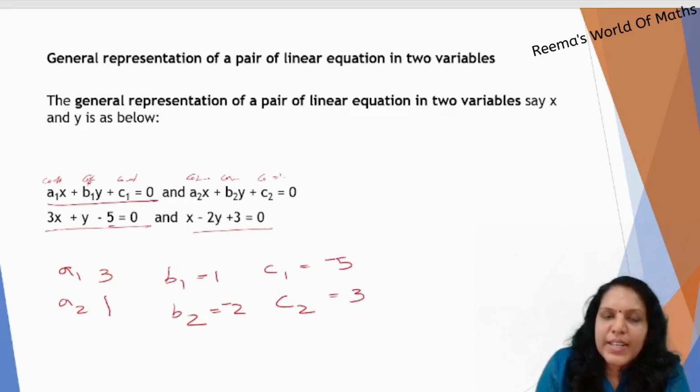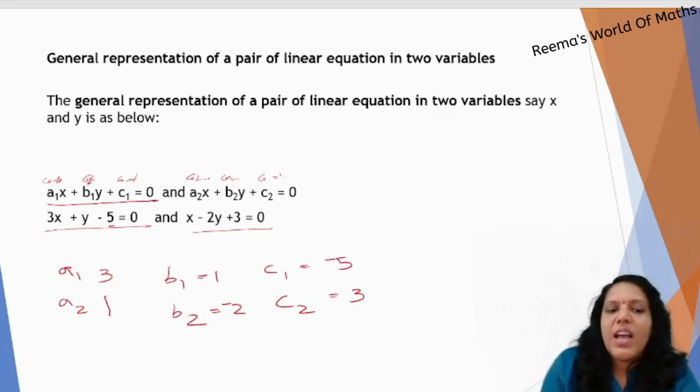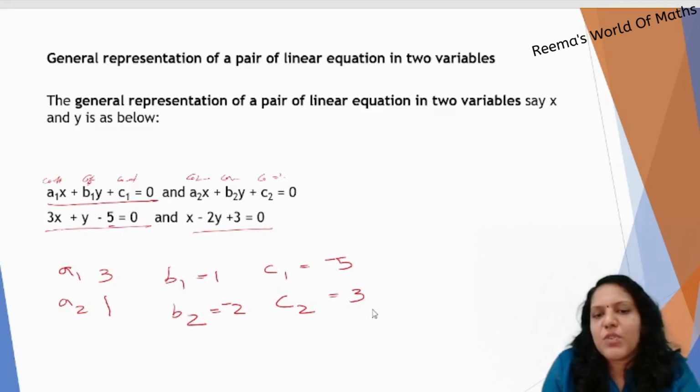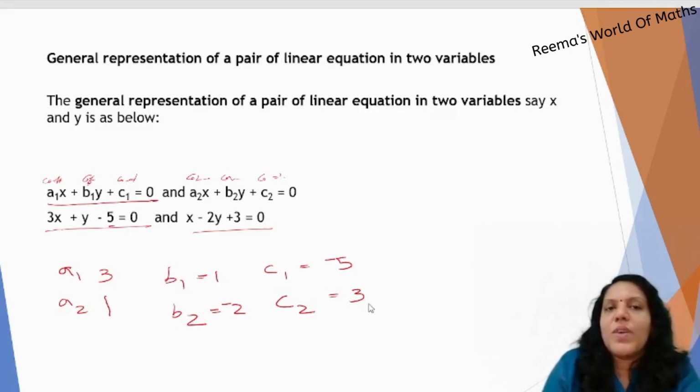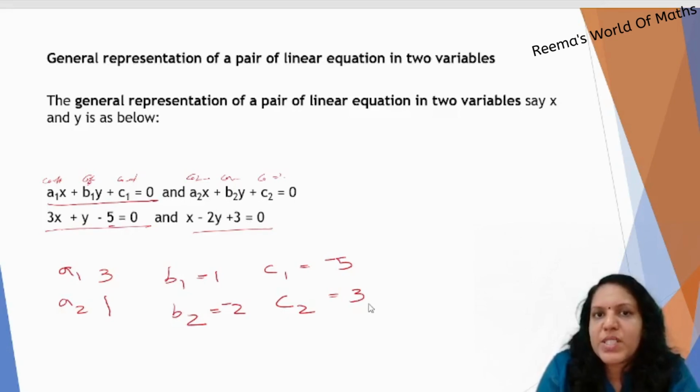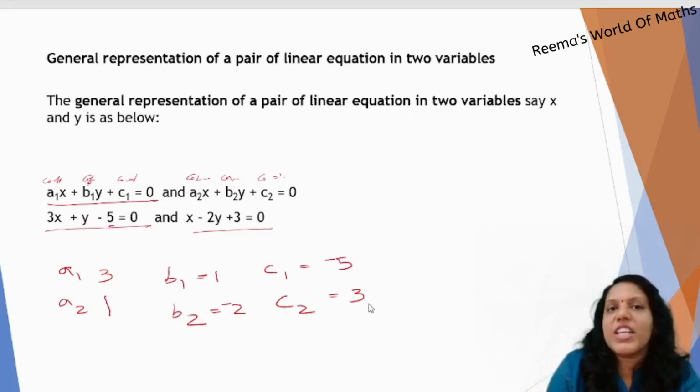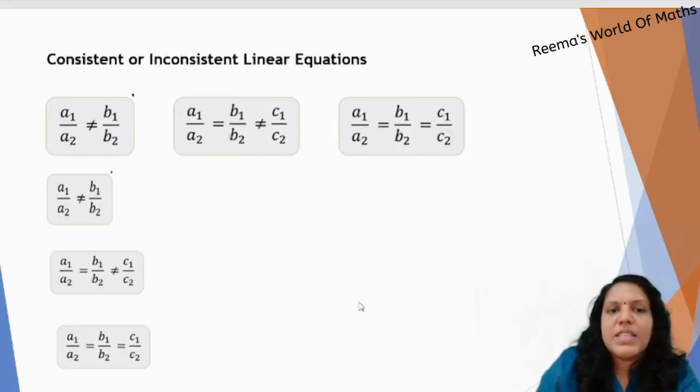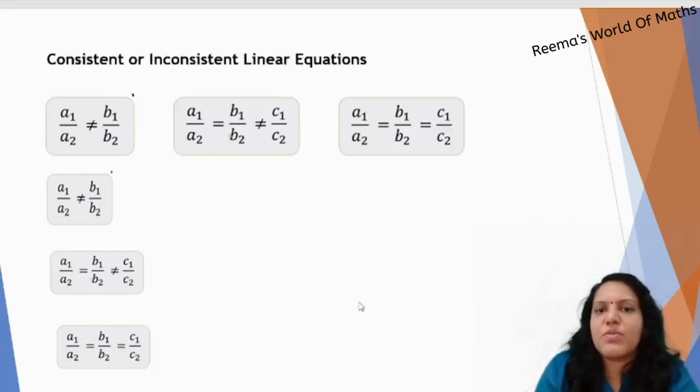So we have identified that a1 is the coefficient of x from the first equation, and a2 is the coefficient of x from the second equation. b1 is the coefficient of y from the first equation, and b2 is the coefficient of y from the second equation. c1 is the constant of the first equation, and c2 is the constant of the second equation. So now, if we get a pair of linear equations, we can identify these from the equations. There exist three different conditions for these linear equations.